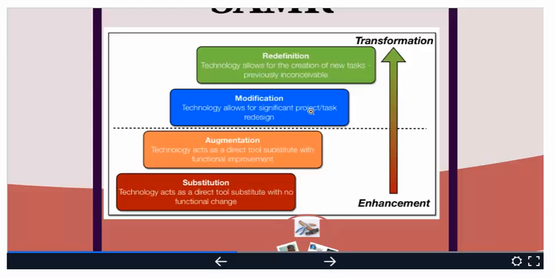The third is modification. Technology allows for significant task redesign. An example would be instead of writing an essay, students can publish it on a WordPress blog. That way anyone in the world can view and comment on this. And fourth, redefinition. The technology allows for the creation of new tasks previously inconceivable. An example would be now students can create and publish a digital storytelling project where people all over the world can analyze and comment on their message.